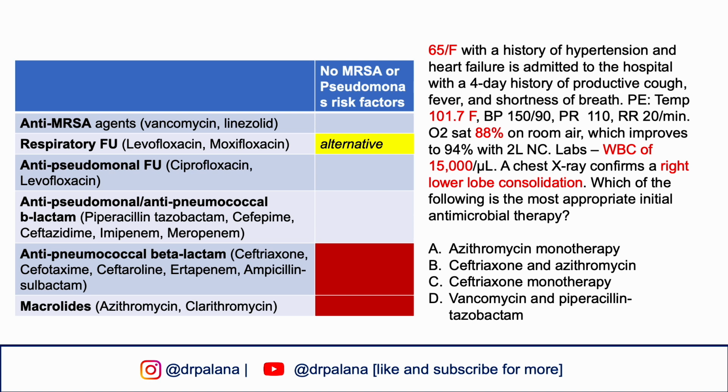Lab tests show a white blood cell count of 15,000, and a chest X-ray confirms a right lower lobe consolidation. Which of the following is the most appropriate initial antimicrobial therapy? Azithromycin monotherapy, ceftriaxone plus azithromycin, ceftriaxone monotherapy, or vancomycin and piperacillin-tazobactam? The correct answer is ceftriaxone plus azithromycin.